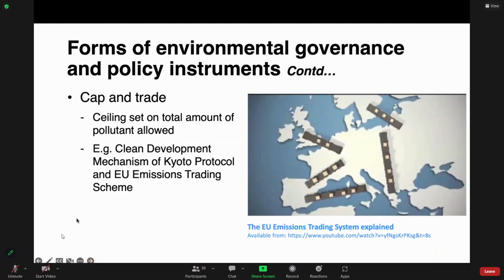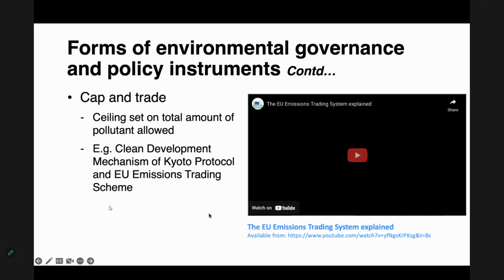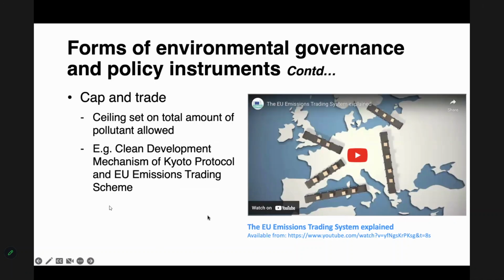So that was about regulation, the command and control type actions that we can take to address these sustainability issues. Then moving on to market-based mechanisms that we can use.